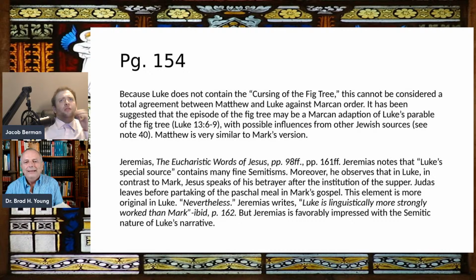And so on page 154, you talk about the cursing of the fig tree, and that it may be a marked adaptation of Luke's parable of the fig tree in Luke 13, 6-9, with possible influences from other Jewish sources. Matthew is very similar to Mark's version. So are you saying that Mark is getting his version from Luke, and then based on your diagram from earlier, Matthew knows Luke, but he's taking it more from Mark in this parable?